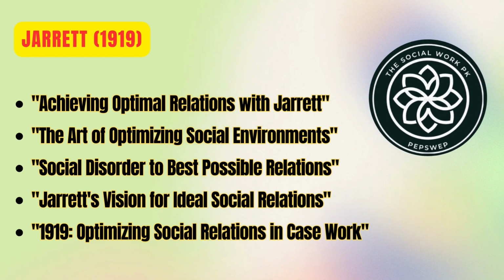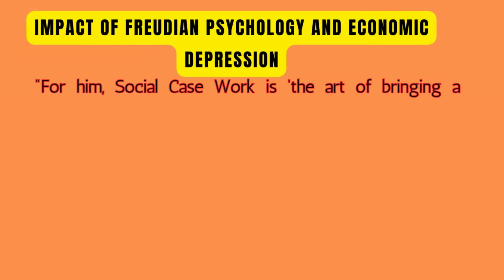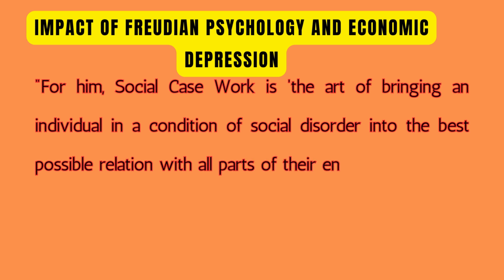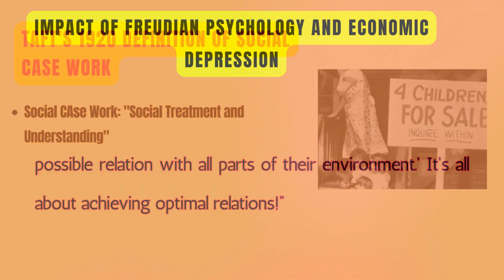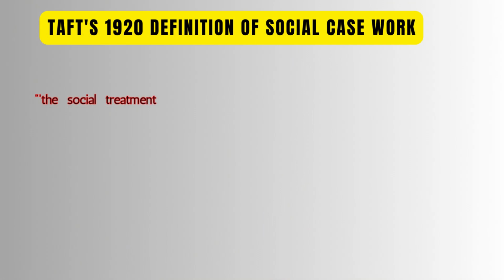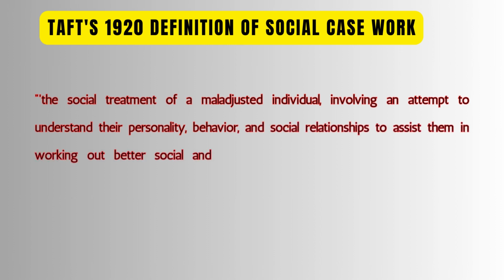Let's not forget Jarrett's 1919 perspective. For him, social case work is the art of bringing an individual in a condition of social disorder into the best possible relation with all parts of their environment. It's all about achieving optimal relations. Taft's 1920 definition adds another layer. He defines social case work as the social treatment of a maladjusted individual, involving an attempt to understand their personality, behavior, and social relationships to assist them in working out better social and personal adjustment. Here, it's about social treatment.